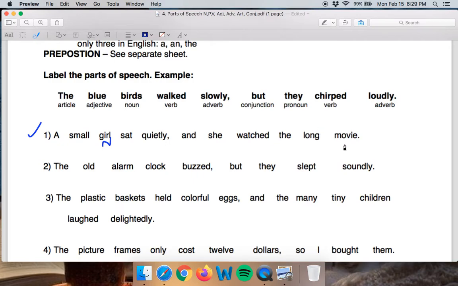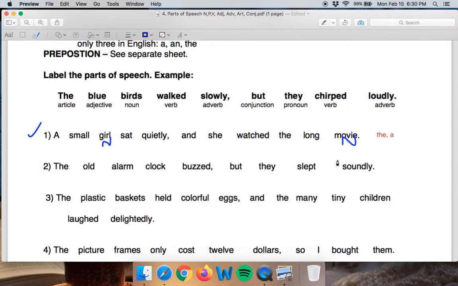Here's a movie. A movie is a thing. Now, if we're trying to figure out whether a word is a noun, sometimes it's helpful, not always, but sometimes it's helpful to try to put the in front of it or a in front of it to see if by any chance it might be a noun. So I could say the movie or a movie, right? I could say the girl or a girl. That would make sense. So it could be that in this sentence, those words are nouns.